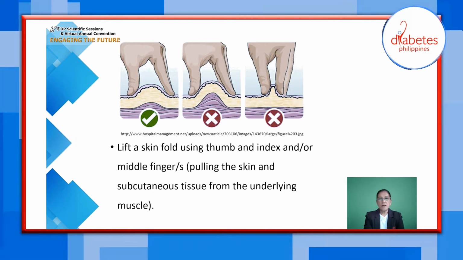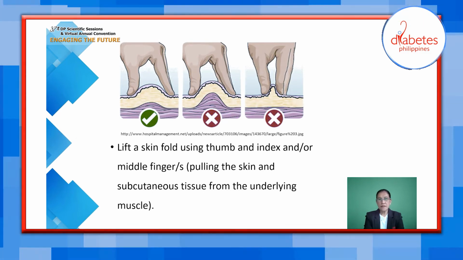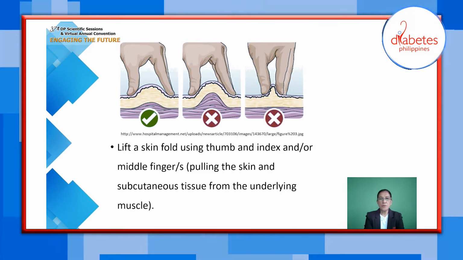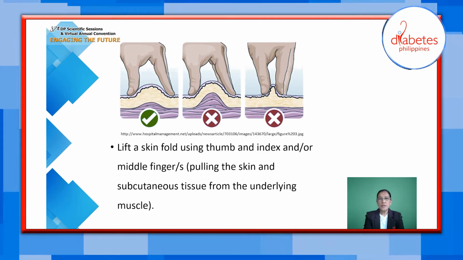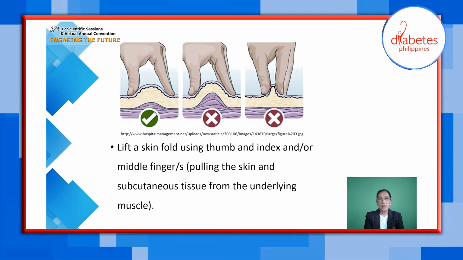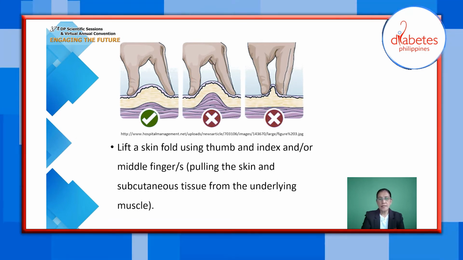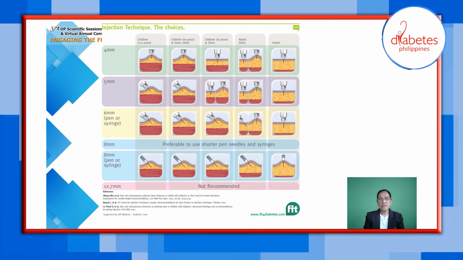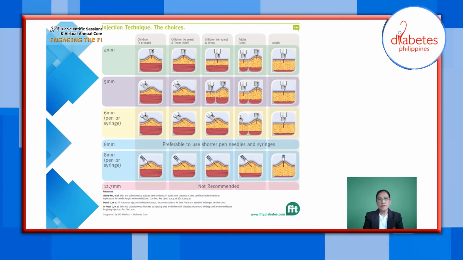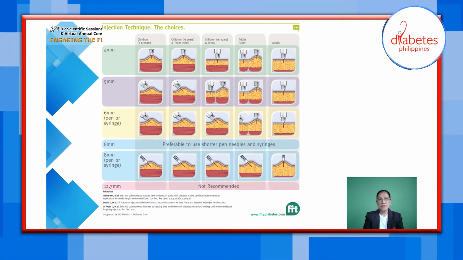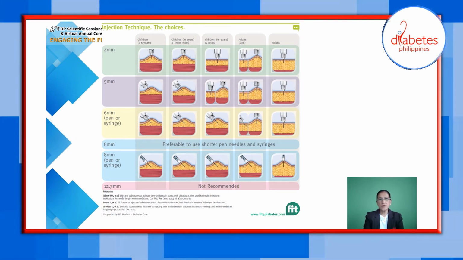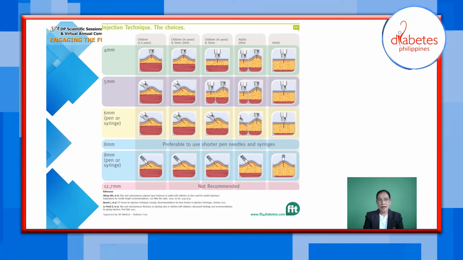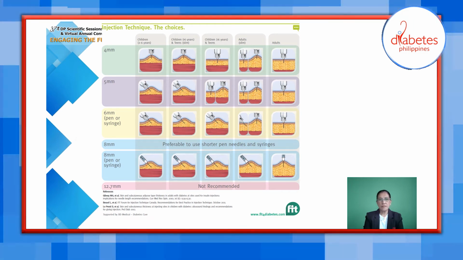With the use of your thumb and the index finger, you pull the skin and subcutaneous tissue from the underlying muscle. Why we are doing this is to avoid hitting the muscle whenever they are going to inject the insulin. These are the recommendations if you are using different lengths of needles. Example, if it is children 2 to 6 years old, you can use the 4 mm right angle, but with a skin fold, and so on and so forth.